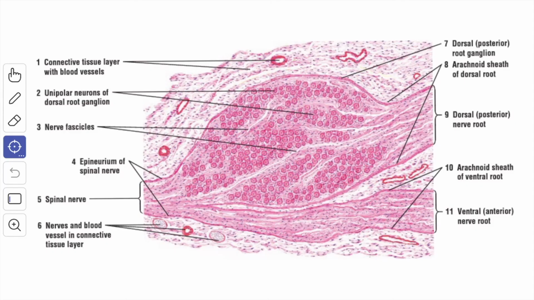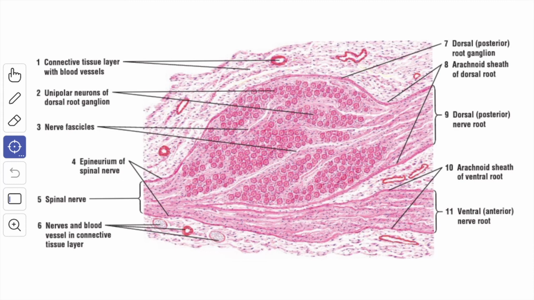In this video, we are going to study the histology of the ganglia. So what is a ganglion? An aggregation of the cell bodies of the neurons present outside the brain and the spinal cord is known as ganglia. There are two types of ganglia: one is the sensory, the other one is the autonomic. First we'll see about the sensory ganglia.